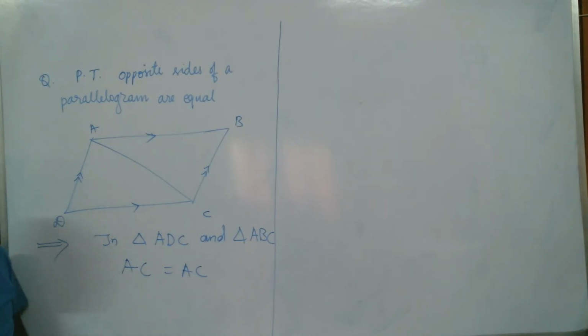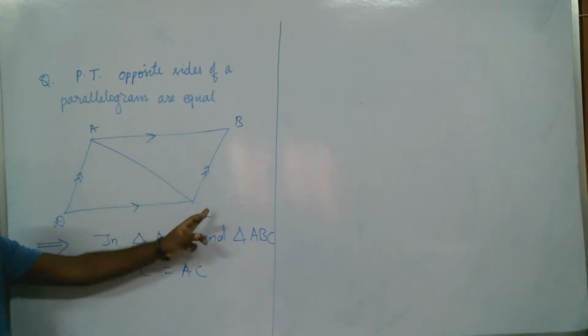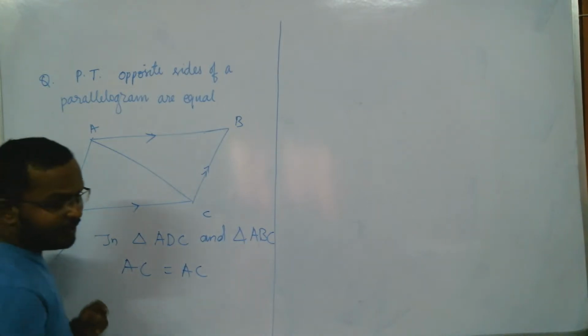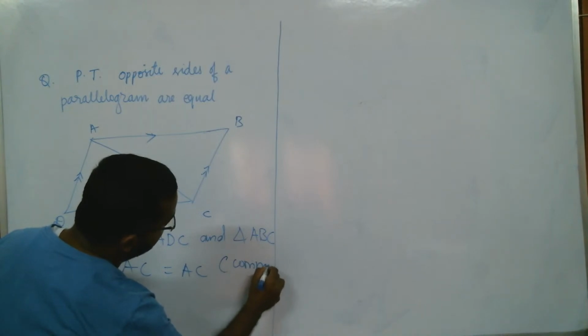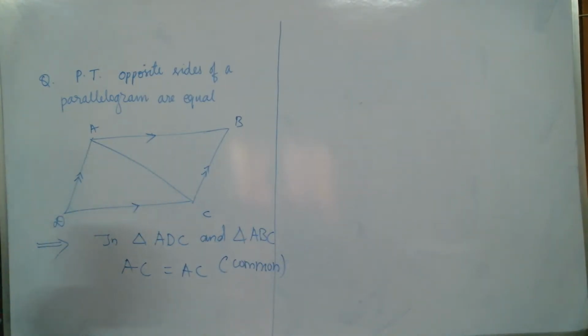So AC and AC are equal because in triangle ADC we have AC and in triangle ABC also we have AC. So AC is equal to AC because this is common to both triangles. One is done.